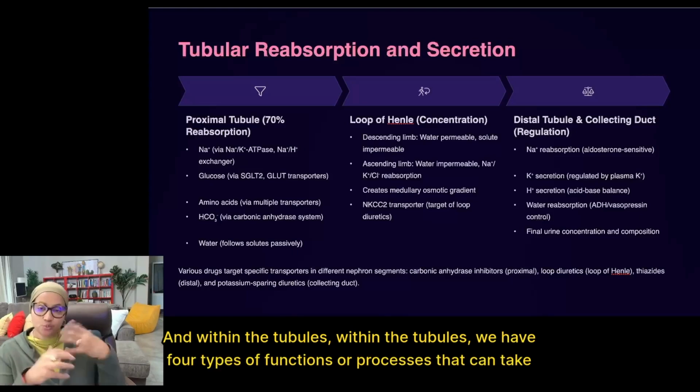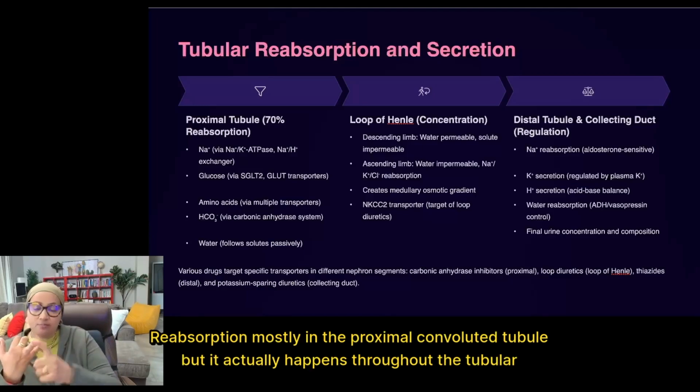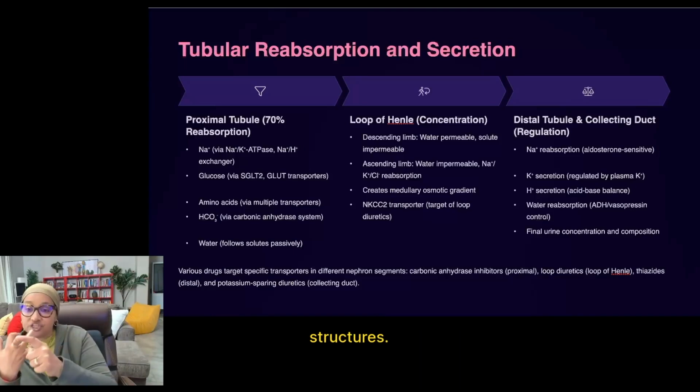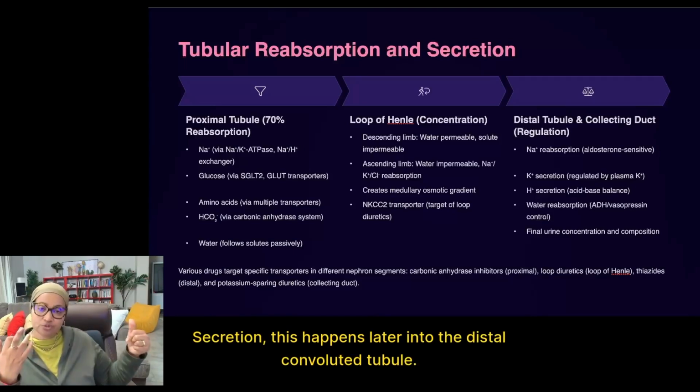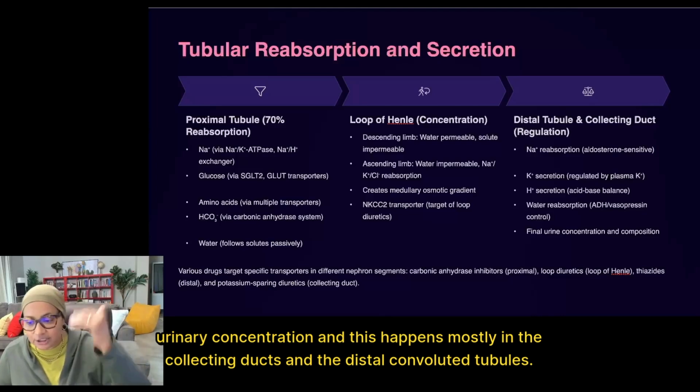And within the tubules, we have four types of functions or processes that can take place, or mechanisms. One is filtration, and we know who is responsible for that. It's the glomerulus. Reabsorption, mostly in the proximal convoluted tubule, but it actually happens throughout the tubular structures. Secretion, this happens later into the distal convoluted tubule. Urinary concentration, and this happens mostly in the collecting ducts and the distal convoluted tubules.